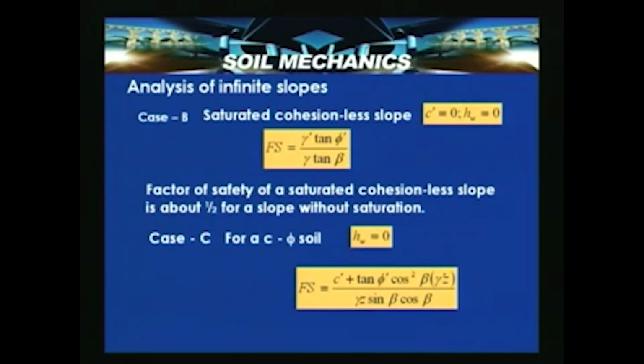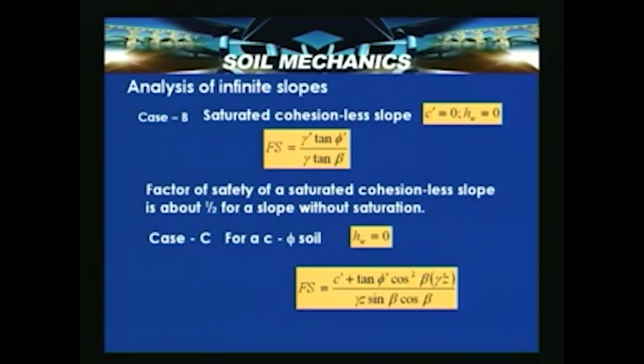That means that the water level is at the slope surface. With this case, again in the general expression, if you substitute, the factor of safety is obtained as gamma', that is the submerged unit weight of the soil, times tan phi' divided by gamma tan beta. Gamma is the bulk unit weight and beta is the slope inclination. So, this indicates that the factor of safety of a saturated cohesionless slope is about half that of a slope without saturation, that is, 50% of the slope without saturation, if gamma' by gamma is approximately 0.5.